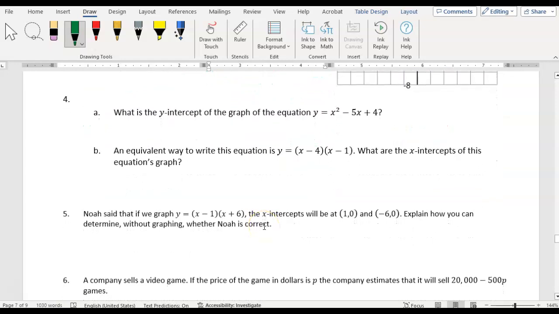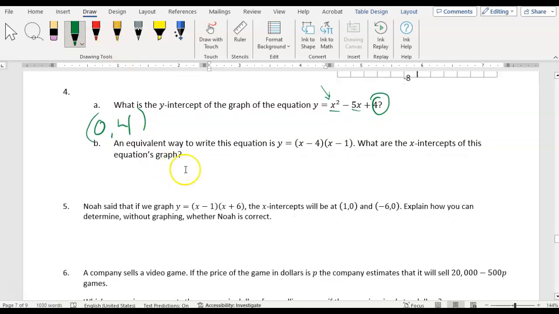Number 4, what is the y-intercept of the graph? So we know that the constant here is 4, and so our y-intercept would be 0 comma 4. Because if we were to plug in 0 for x here, right, we would get y equals 4. And so you can memorize that that constant is your y-intercept, but you can also reason it out by saying, well, if I plug in 0 for x, and that's when I have a y-intercept, I'd be left with 4. An equivalent way to write this equation is x minus 4 times x minus 1.